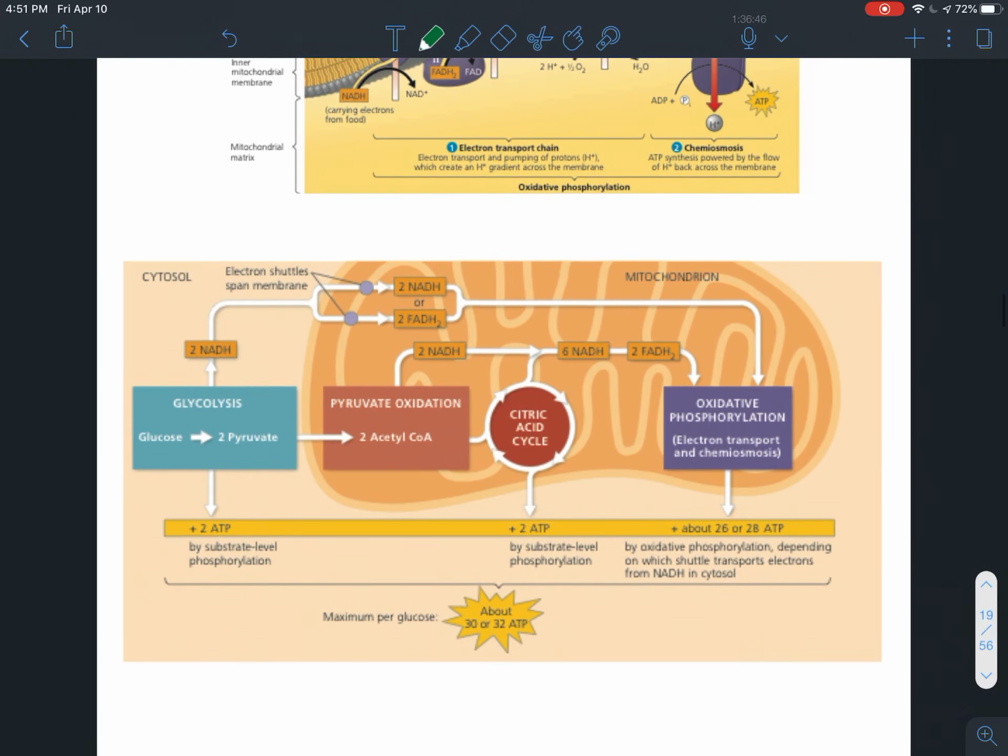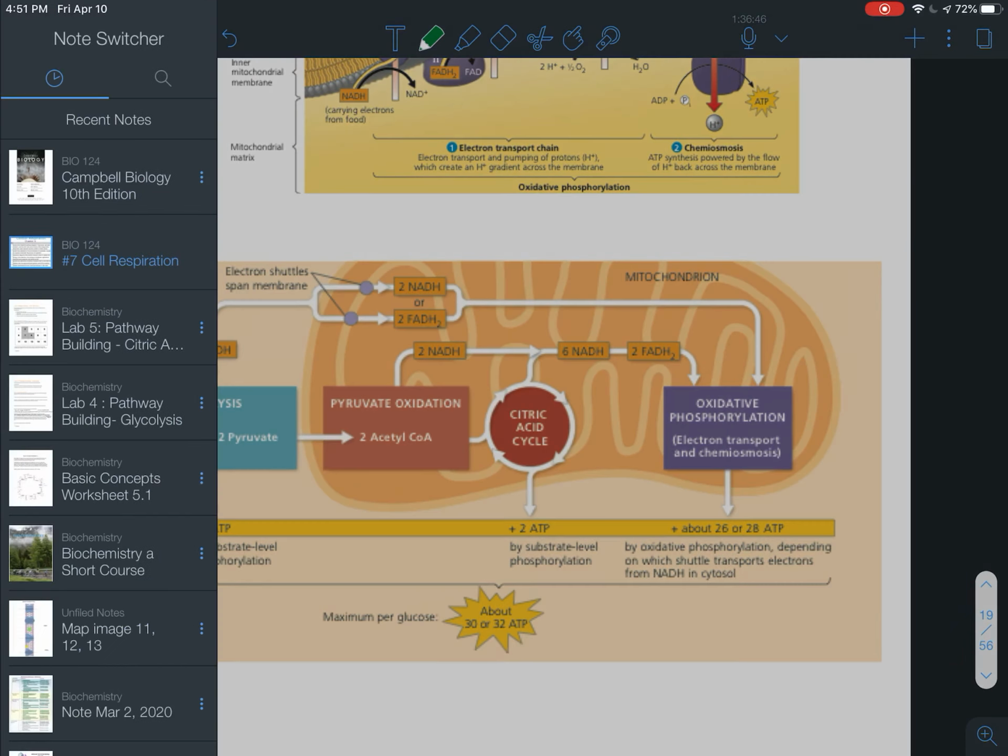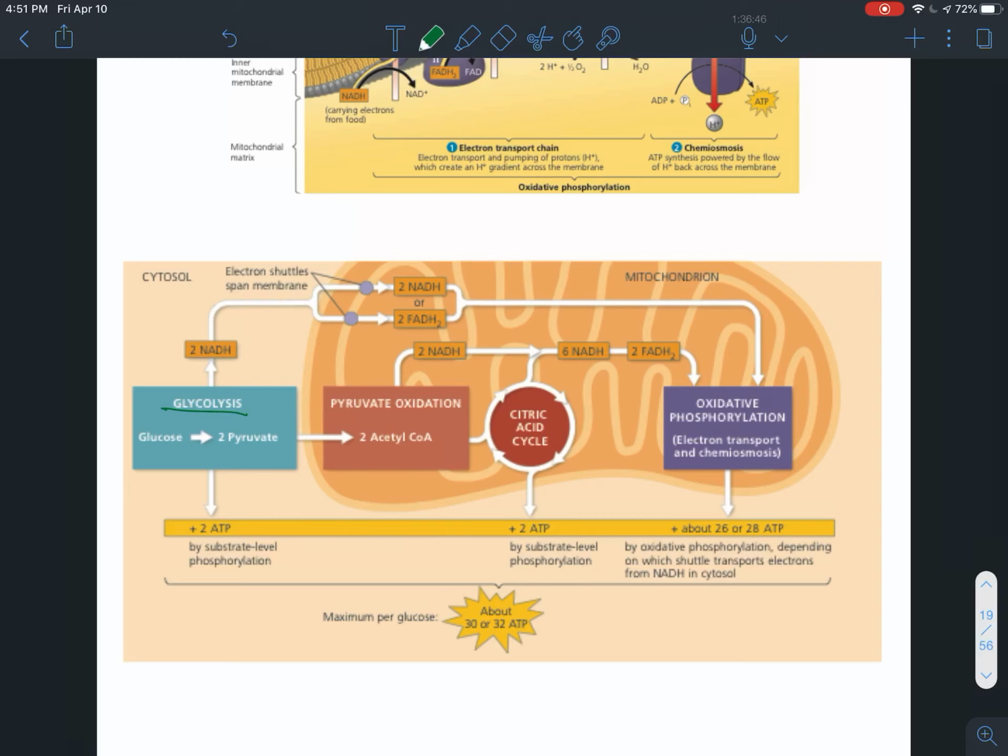And here is a summary of glycolysis, pyruvate oxidation, the citric acid cycle, and the electron transport chain. 2 ATP, 2 ATP, and about 26 to 28 ATP is created. Per glucose, about 30 or 32 ATP is created.